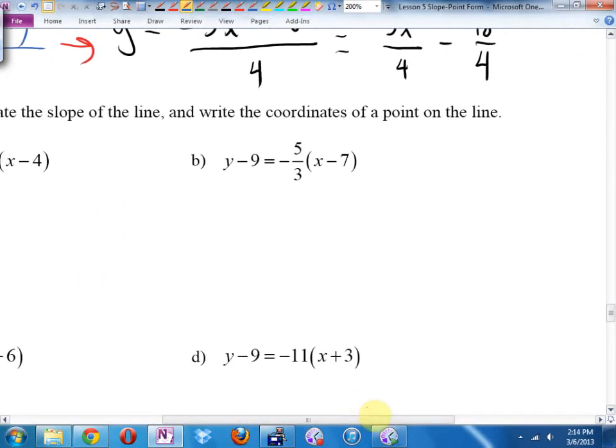B. What's the slope? What's the point that this line goes through? Careful. Positive 7, positive 9. And the tricky part is keeping straight the positives and negatives, and realizing the x's are from the x part and the y's from the y part. No, that's your y coordinate. It comes second.